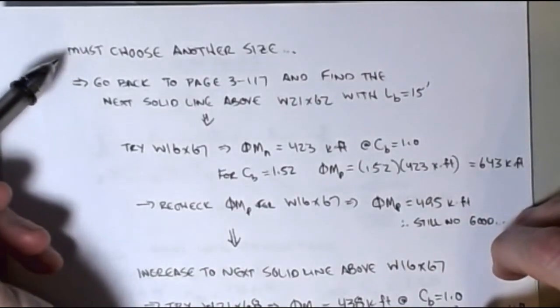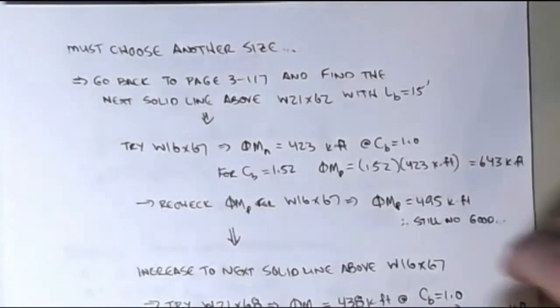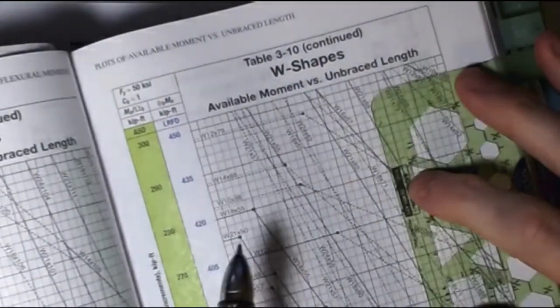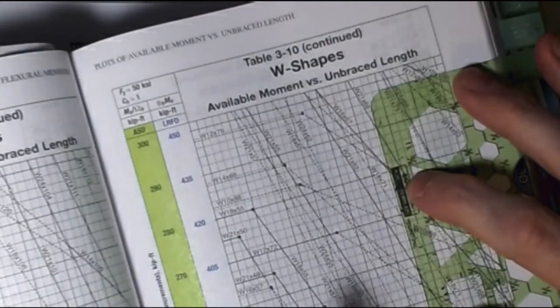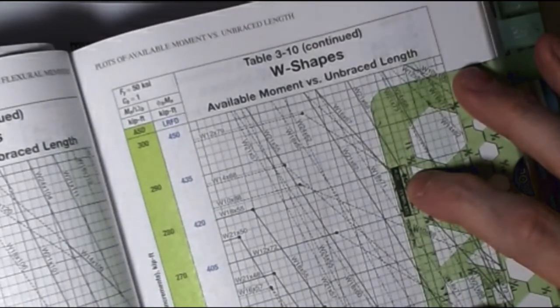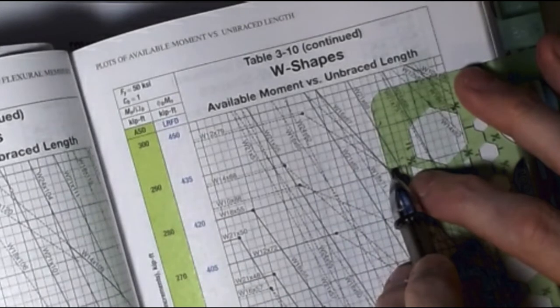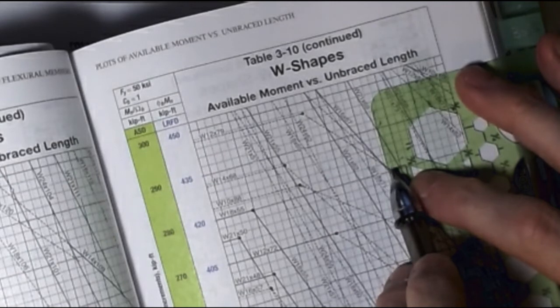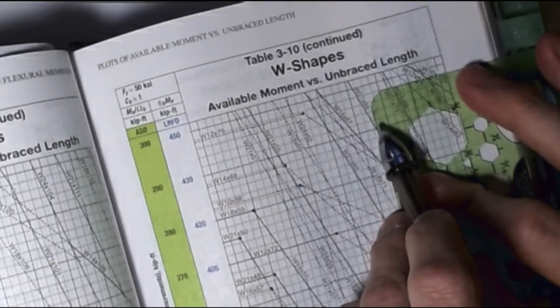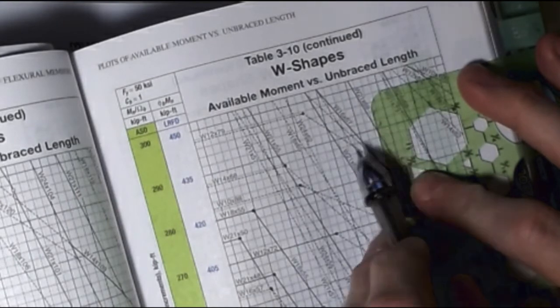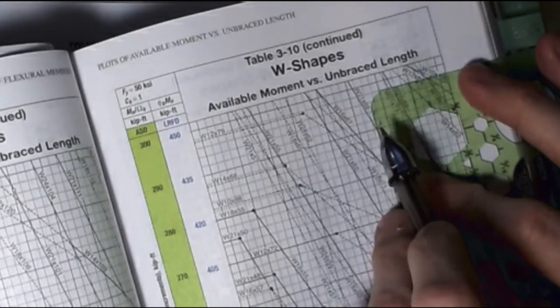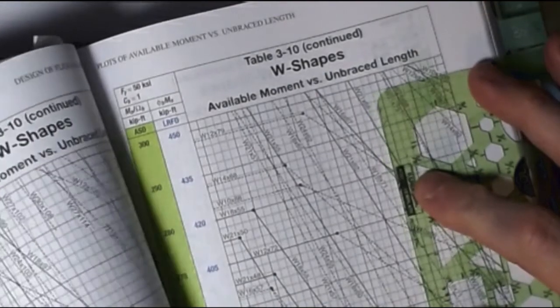Because our last selection didn't work, we have to choose another size. So we can go back to our page 3-117. We were sitting at our 15, on top of this 21 by 62 sitting right about here. All we do now is continue reading up. Our next solid line above us is the 16 by 67, sitting at about 423 kip-feet. I'm also going to make a note of the next one, the 21 by 68, sitting up here at about 438 or something like that. We'll make a note of it, because I'm going to show you something on those other pages that we had.